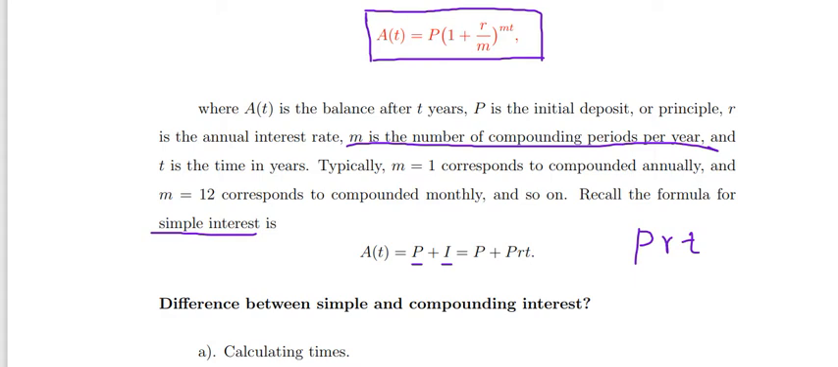So here T can be any time period. It can be like 1 month or like 35 days. We can use this formula. Okay.